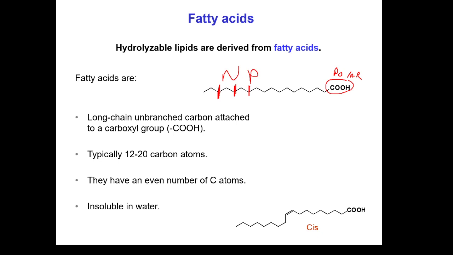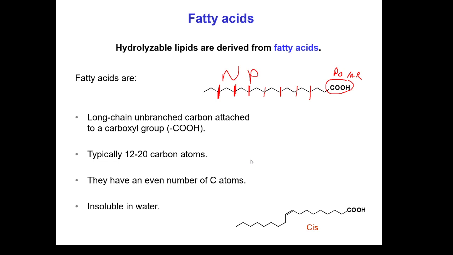So 1, 2, then 1, 2, then 1, 2, then 1, 2, and so on. So we keep cutting here, here, here, essentially, and so on. So that's why the fatty acids that we normally have in our body are even numbers, because of the beta oxidation that it undergoes.